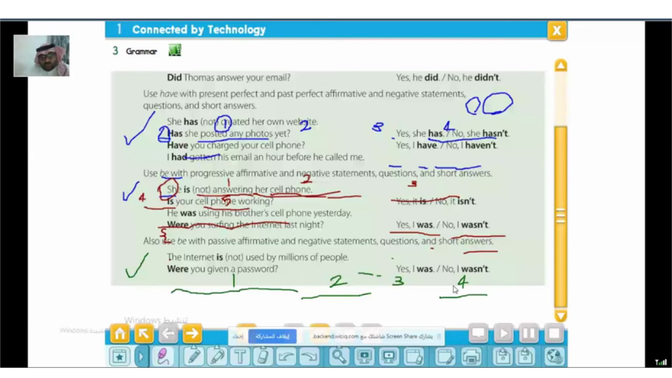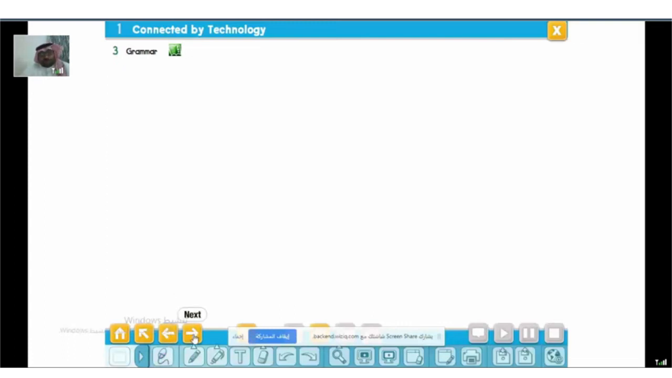No, I wasn't. Questions like this: were you given a password? See this, a question. This sentence is a question. Example for a question. And short answer like this, affirmative. Short answer. Okay. Now let's move to the next part.